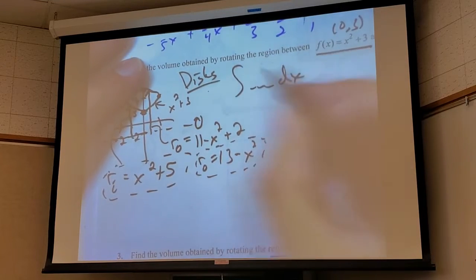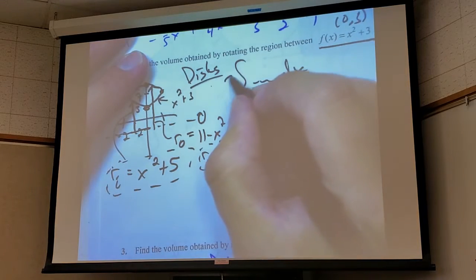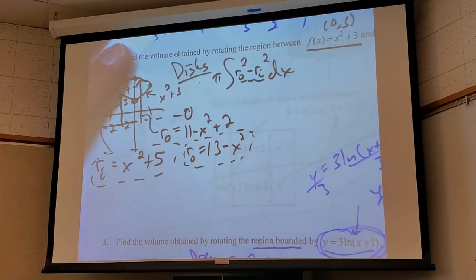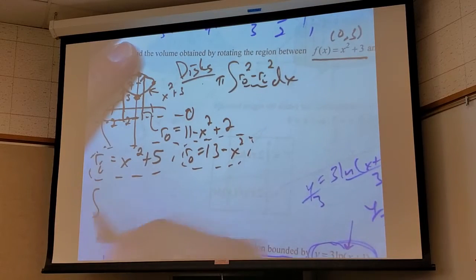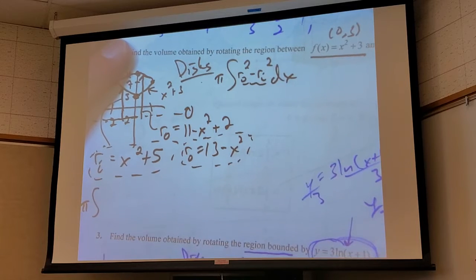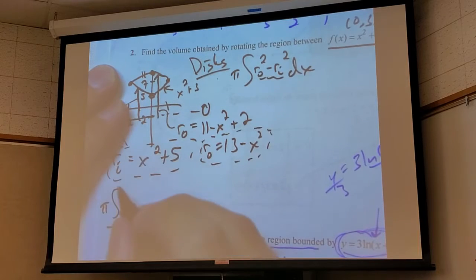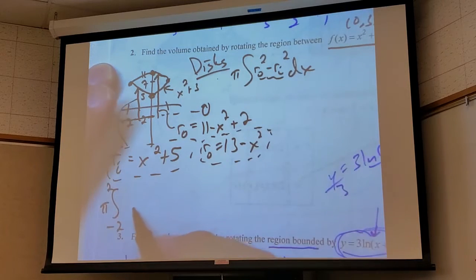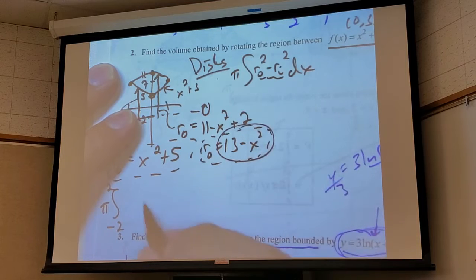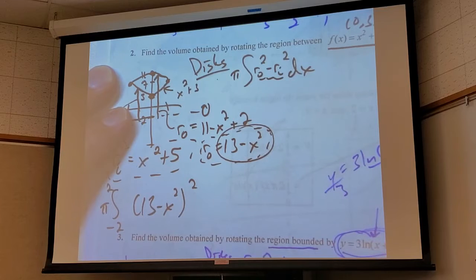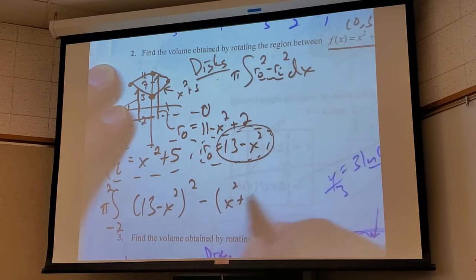So now, in general, it's going to be pi times r outer squared minus r inner squared. So now it's going to be the integral from what to what? From -2 to 2. Yeah, that's what x is doing, right? dx tells you what x is doing: -2 to 2. r outer squared will be 13 minus x squared, minus r inner squared.